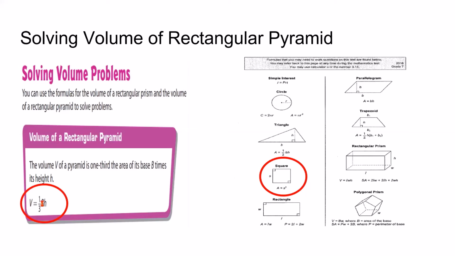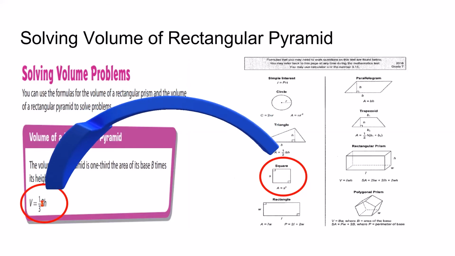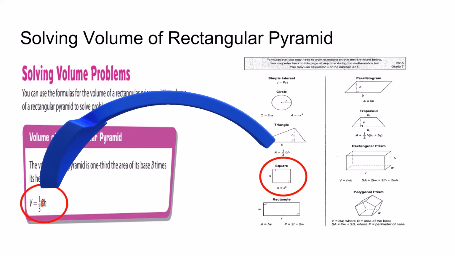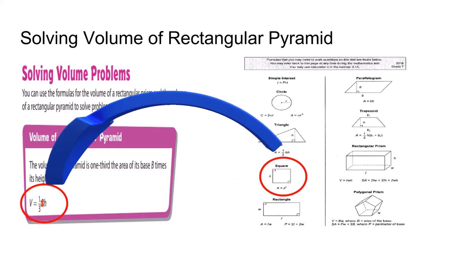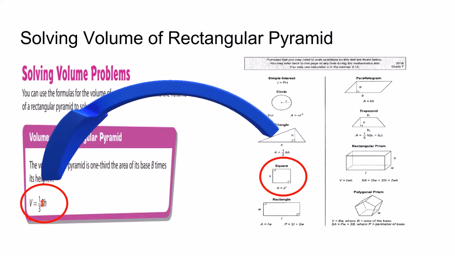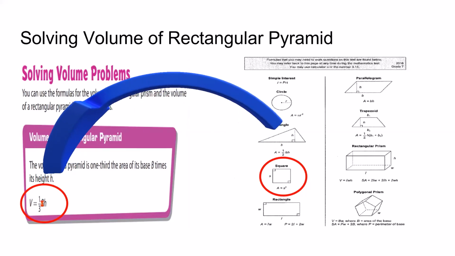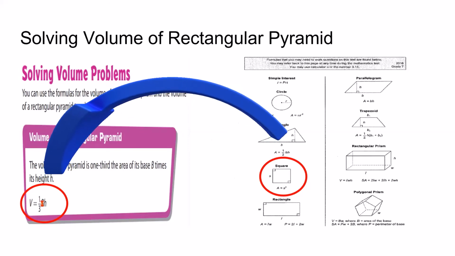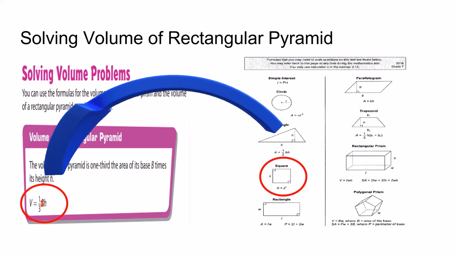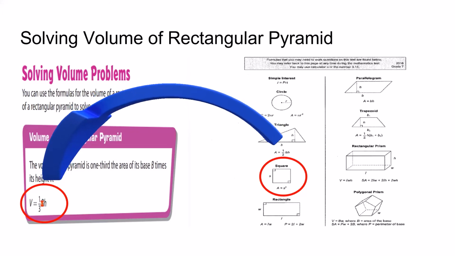You can use the formula of the volume of a rectangular prism and the volume of a rectangular pyramid to solve these problems. Today we will be focusing on the pyramid. The formula for the pyramid is: the volume V of a pyramid is 1/3 the area of its base times its height. So when we look for big B, which is the area of base, and we remember that it's a square pyramid, we will be using the square formula for area, which is area is equal to S, or area is equal to one side squared. Okay? All right, let's move on.